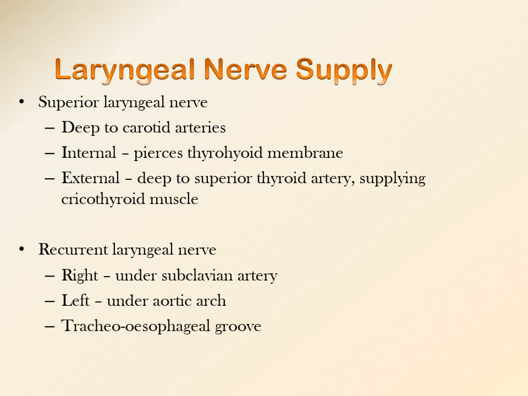Nerve supply of the larynx is by two nerves. اثنيناتهن branches of vagus nerve. الأول هو superior laryngeal nerve that lies deep to carotid arteries. هذا راح يتفرع إلى فرعين internal و external branch. internal branch يخترق الثايروهايويد membrane between thyroid cartilage and hyoid bone ويدخل inside the cavity of the larynx to supply it. والثاني هو external، يعني هذا ما راح يدخل بداخل اللارynx وإنما راح يبقى خارج اللارynx deep to superior thyroid artery supplying the cricothyroid muscle.